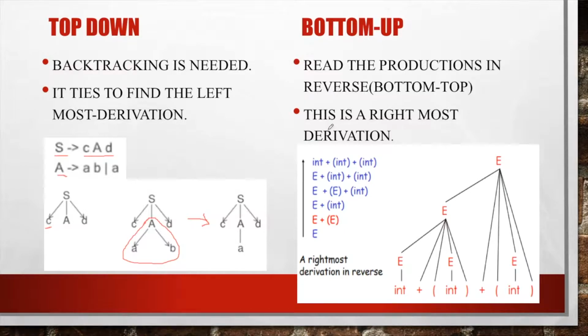In both cases, input to the parser is scanned from left to right, one symbol at a time. Then the output of the parser is some representation of the parse tree for the stream of tokens.